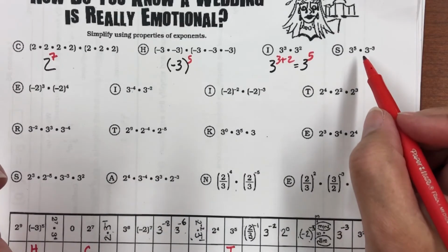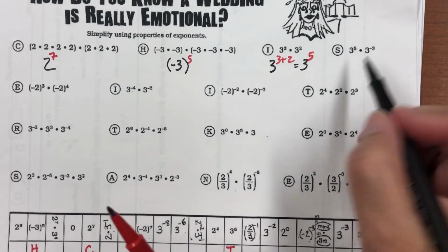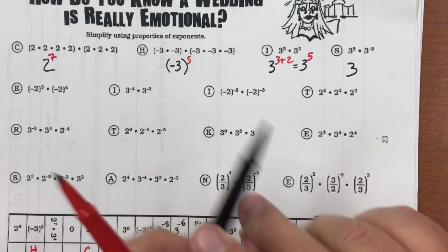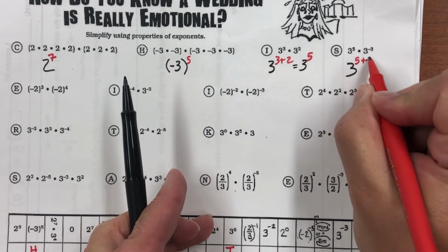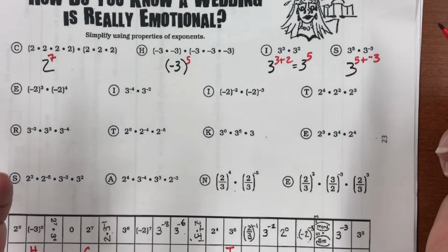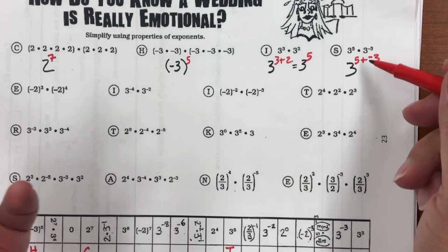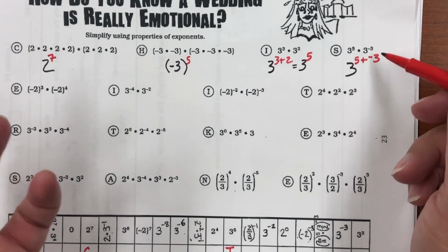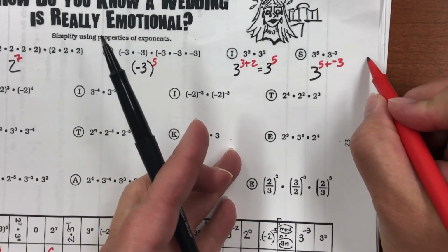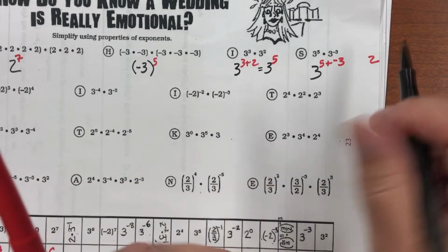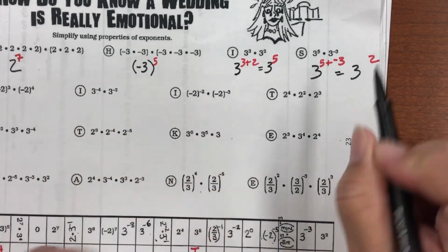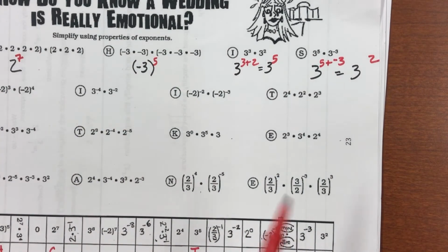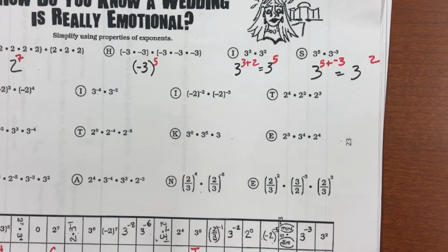Okay. I'm adding again. Keep the base 3. And I have to do 5 plus negative 3. That's a keep, change, change one, remember? So I could just subtract 5 minus 3 and get 2. Oh, darn it, I forgot the base. 3 to the second power. So I got to come down here, and that is letter S.